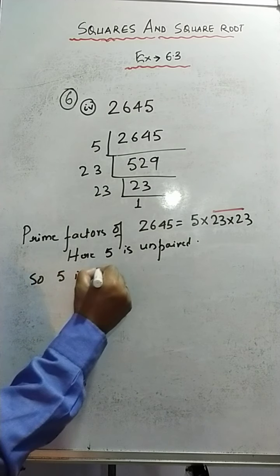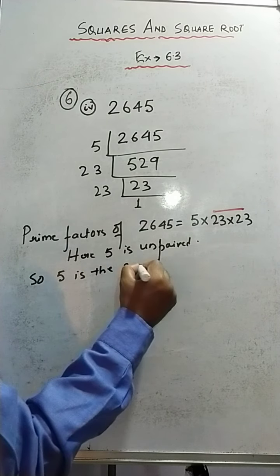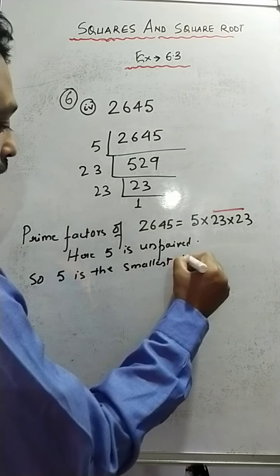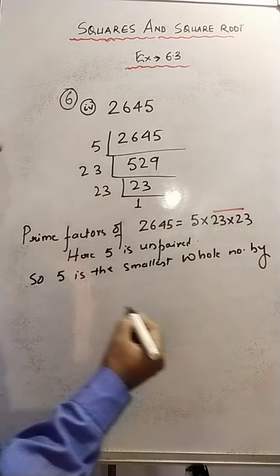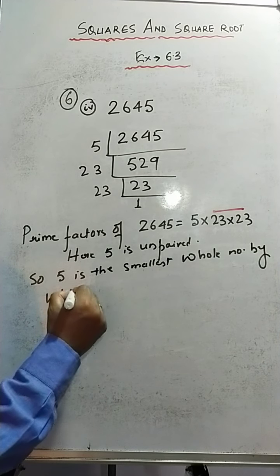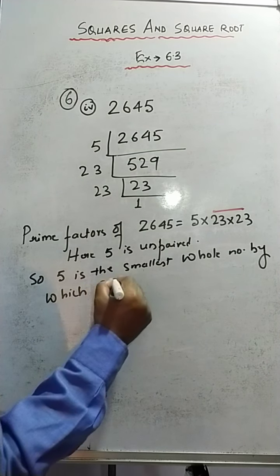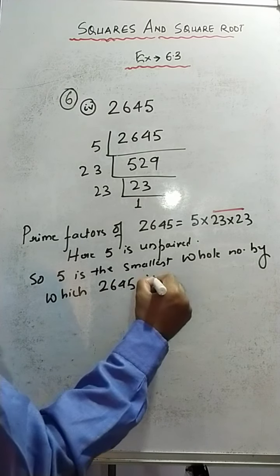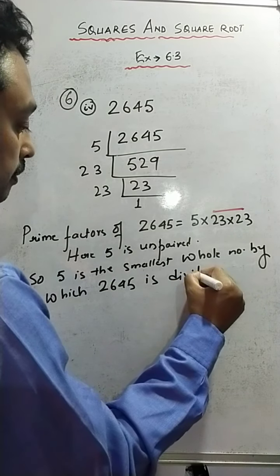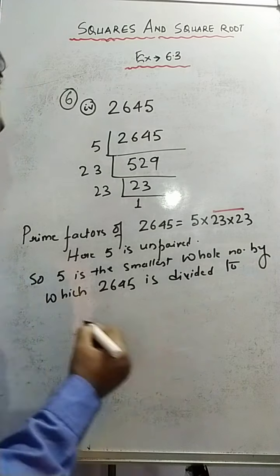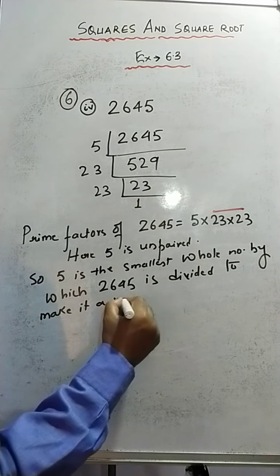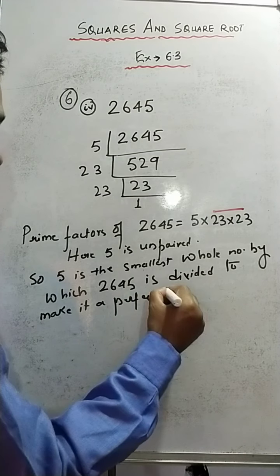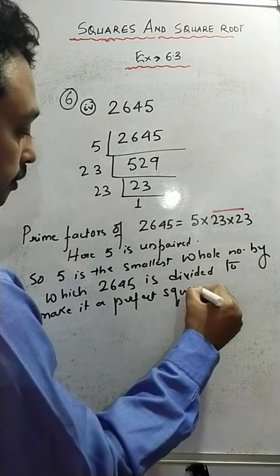Fine. So 5 is the smallest whole number by which 2645 is divided to make it a perfect square. Okay, to make it a perfect square.